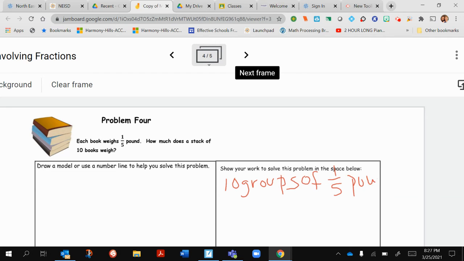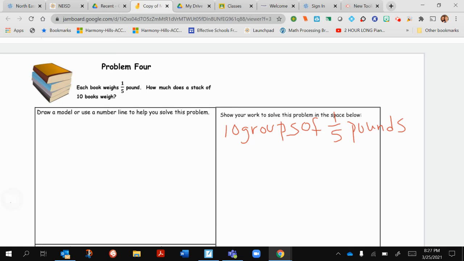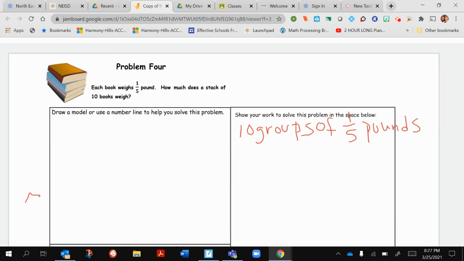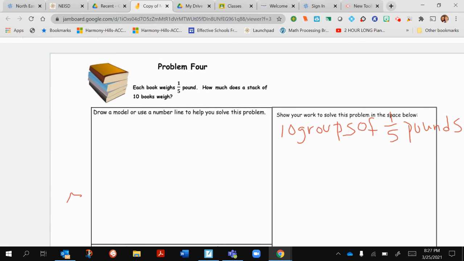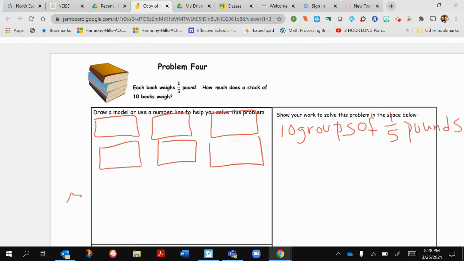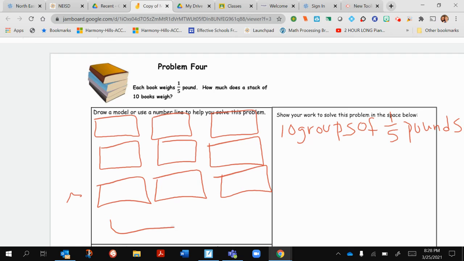And on the other ones, just make sure that you do your repeated addition so that you can see the relationship. Okay, so now I'm going over here. I'm going to draw my model. And this is going to be 1, 2, 3, 4, 5, 6, 7, 8, 9, 10.